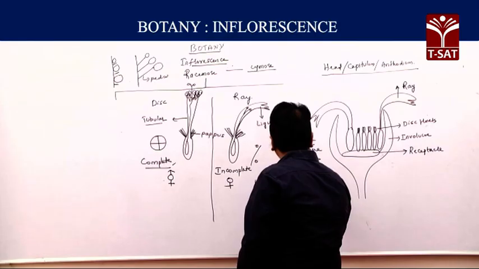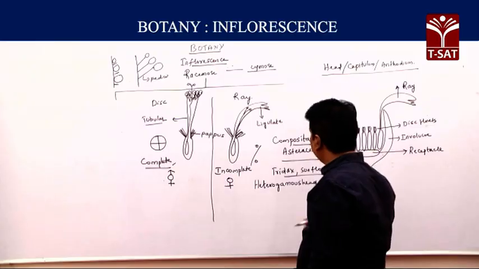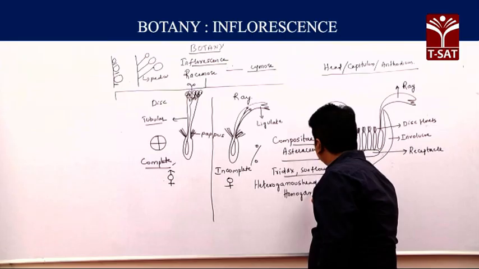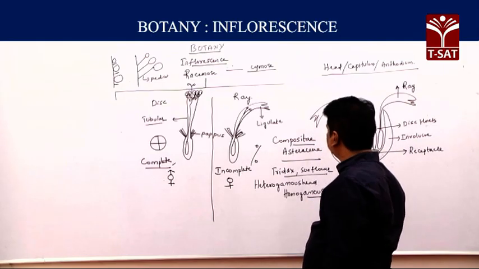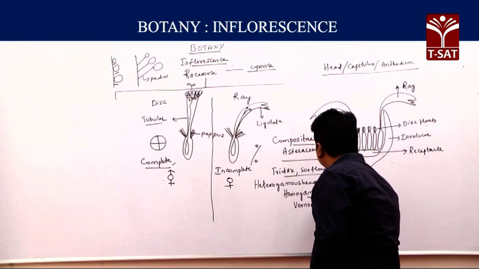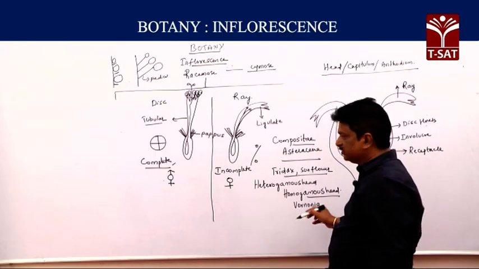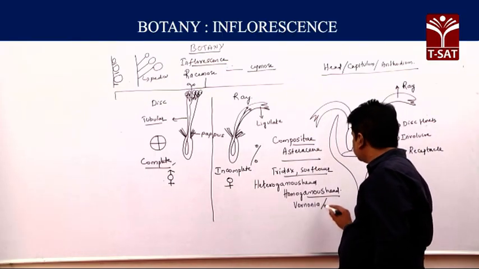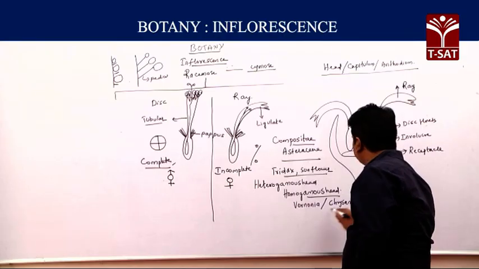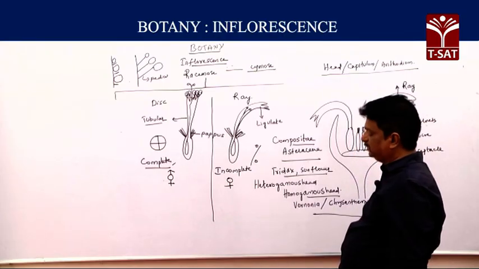Examples for heterogamous head, Tridax and sunflower. If only one type of florets is present, that is called homogamous head. Homogamous head with only disc florets, Vernonia, or homogamous head with only ray florets, Chrysanthemum and also Tagetes, common name is marigold. This is simple head.